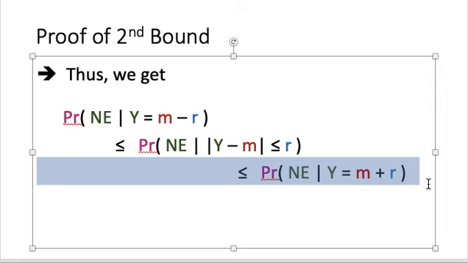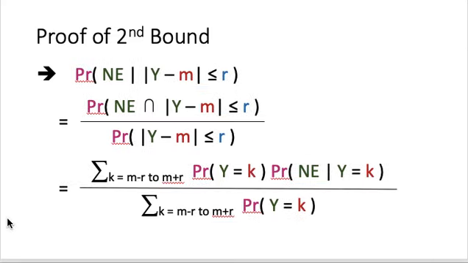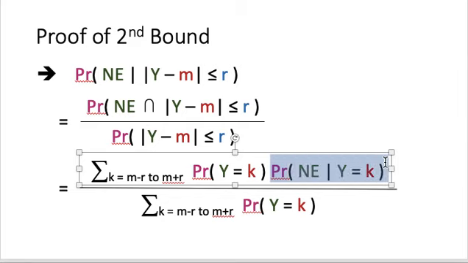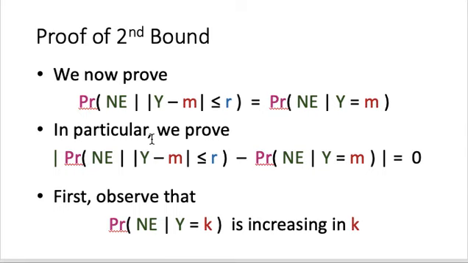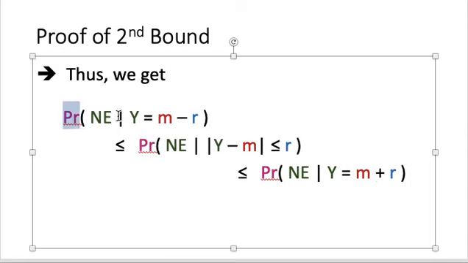And similarly, if we replace this term by the smallest possible value here, which is the probability of no empty bins given y is equal to n minus r, we will get a lower bound of this one. So in that case, the probability of this term, y is close to the mean value, is bounded by these two cases. Okay?